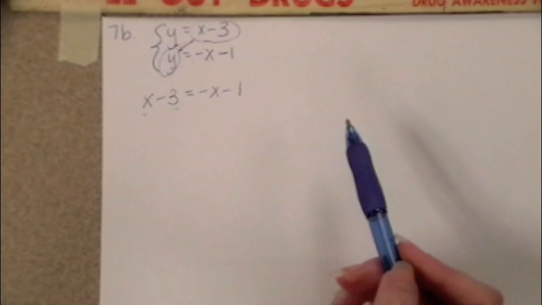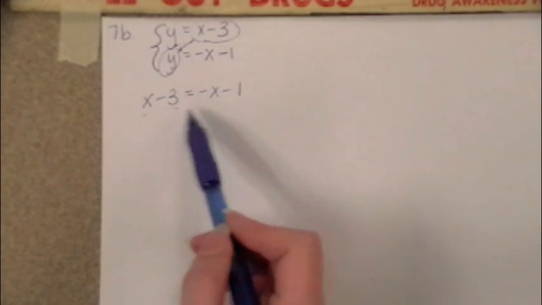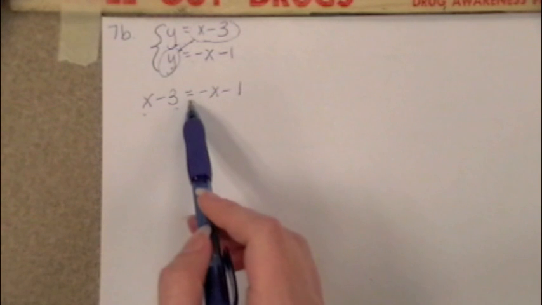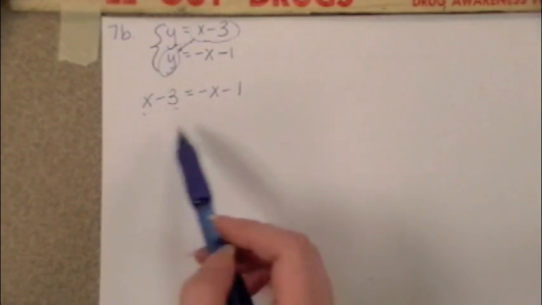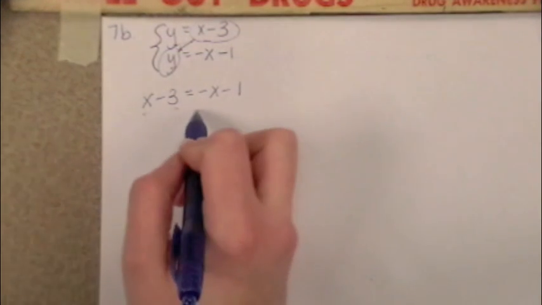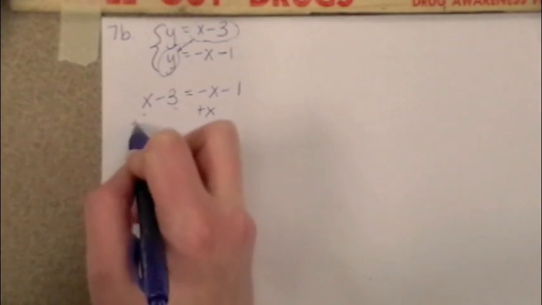Now, in order to solve this, hopefully the first thing you're seeing is you've got x's in more than one place. So we need to combine those like terms. But since they're separated by the equal sign, we need to move one of them to the other side. I'm going to go ahead and move this minus x. So to undo a minus x, I'm going to do plus x on both sides.